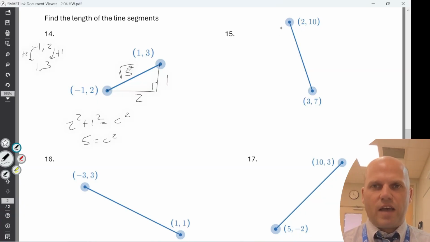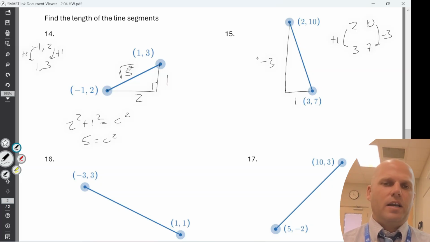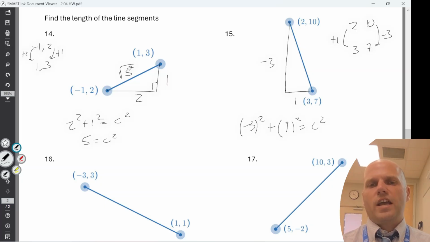From 2, 10 to 3, 7. So from 2 to 3 is an x change of 1. From 10 to 7 is a y change of -3. You don't have to worry about using a plus or a minus in the Pythagorean theorem, because -3 squared is the same as +3 squared. So -3 squared plus 1 squared equals C squared. 9 plus 1 is C squared. C's area as a square is 10. That means C has got to be root 10.